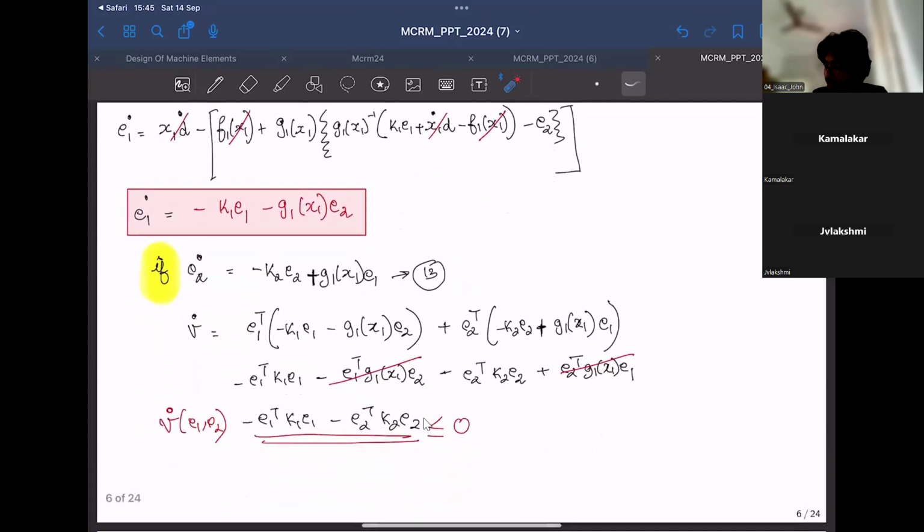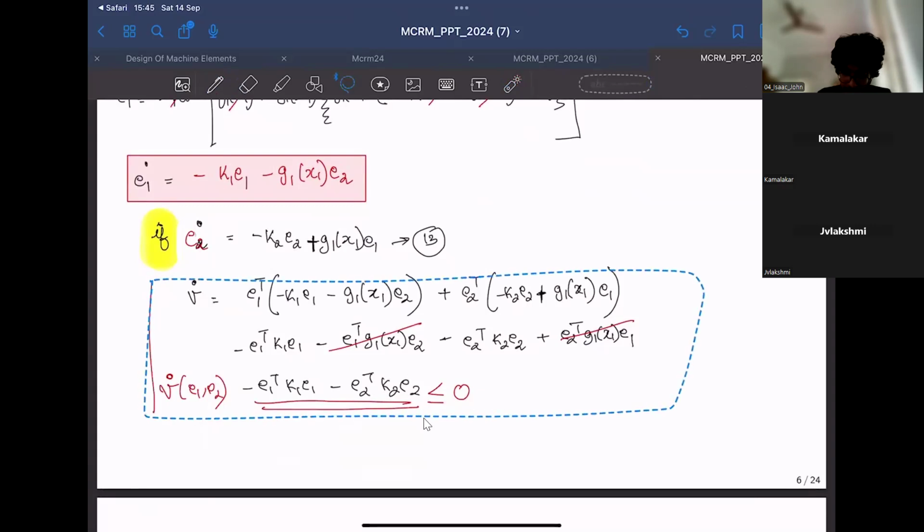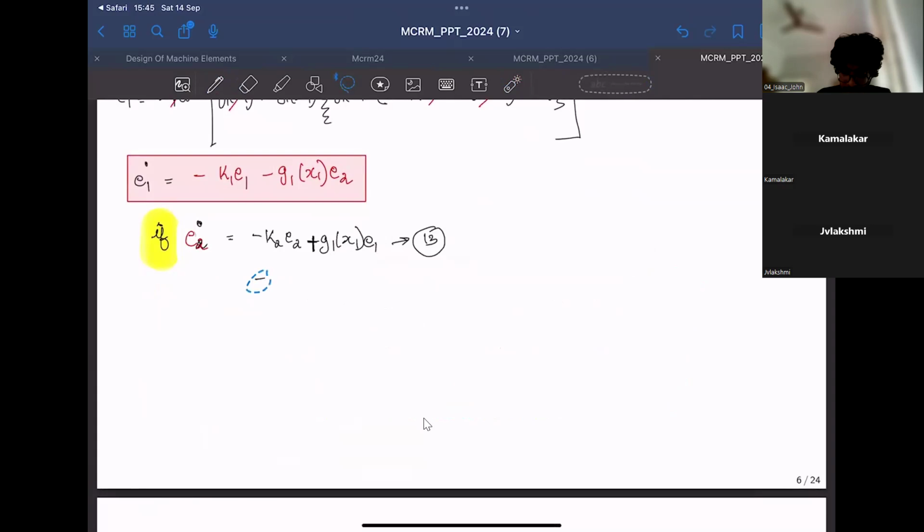So the way that we do this is that we have to use the second control input in a way to force E2 dot to be like so. So how do we do that? How do we select the control input? I'll erase this term, and we'll now look at the required control input.